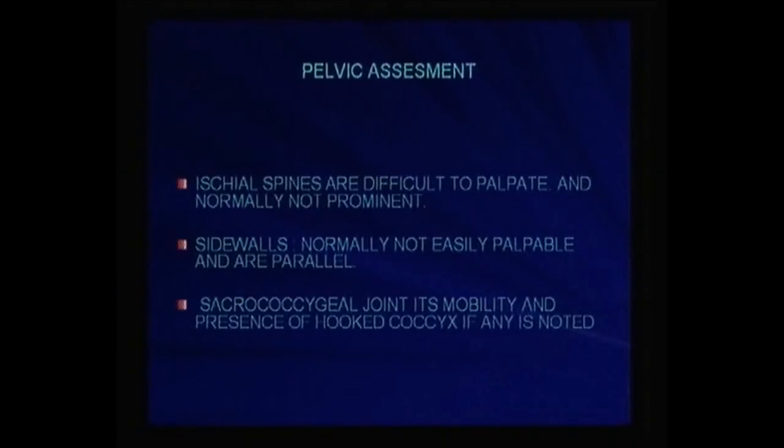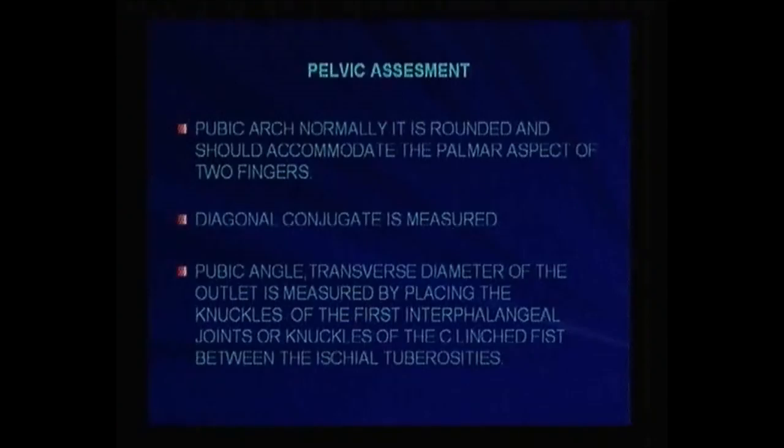The side walls, the whole of the side wall, should not be normally palpable in a normal pelvis. They are parallel. If we are able to feel the side walls or we feel that they are convergent, then a disproportion should be ruled out. The sacrococcygeal joint should be assessed for its mobility, and presence of any hooked coccyx, if any, is noted. Pubic arch is normally rounded and should accommodate the palmar aspect of two fingers.